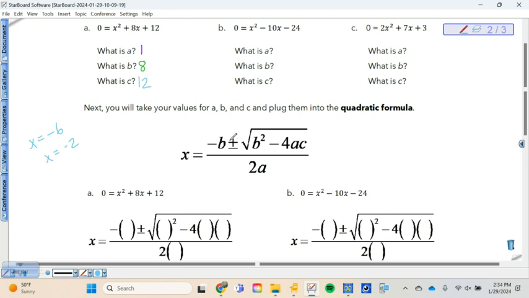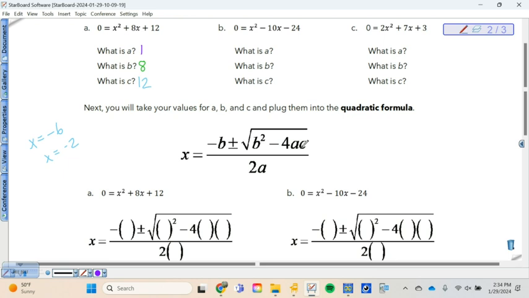Okay, so let's try it out. I have x equals -b, plus or minus. So for one of my solutions I'm going to add, and for the other solution, I'm going to subtract, the square root of b squared minus 4ac, divided by 2a. And again, I know it looks like a lot. All you're doing is plugging in a where you see a. So let's do that first.